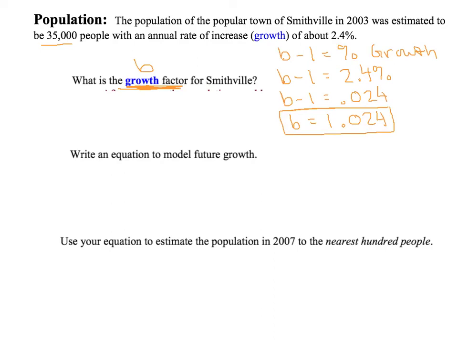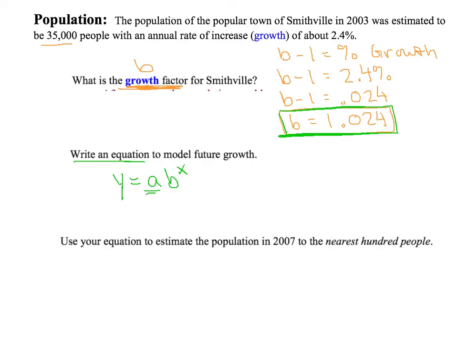The next thing we want to try to tackle is writing an equation that will model future growth. We said y equals a times b raised to the x power is our generic formula. We just found our b value back here in part A. We just need to talk about a. We described or defined a as the initial amount, or in this case, the initial population.